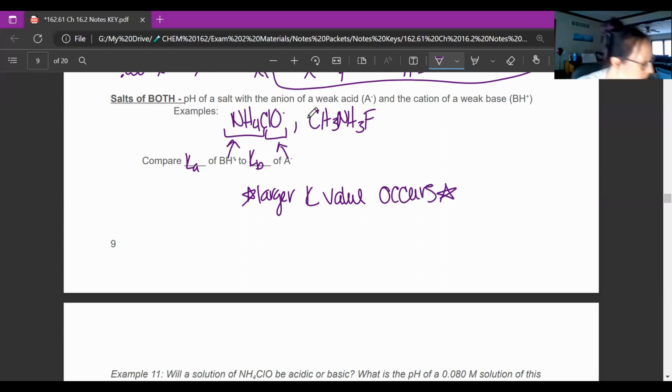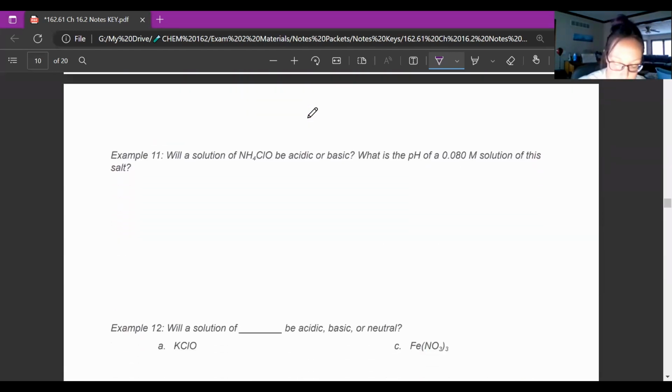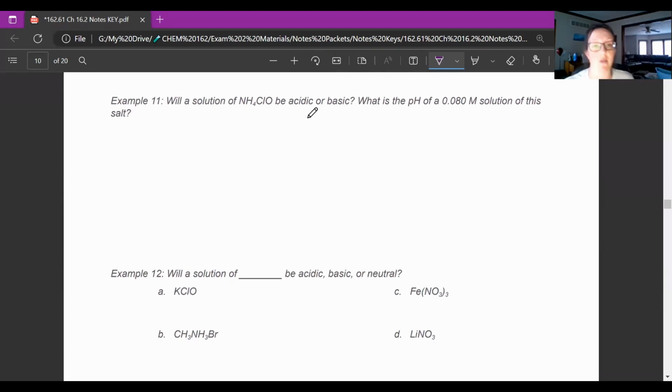Okay, so examples 11 and 12 both go with this. If you want to try to do 11 on your own or 12 on your own, I definitely recommend doing 12 on your own, but pause right here and do both. And I will go over both answers when you turn it back on.